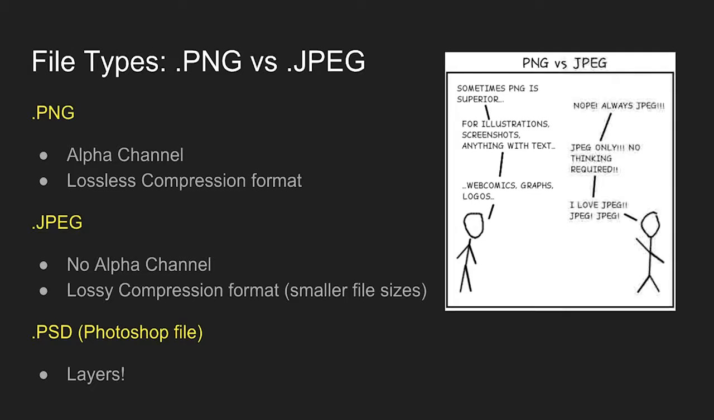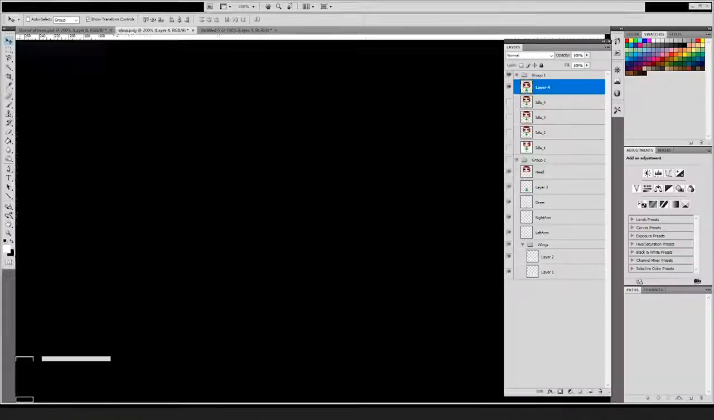PSD, or Photoshop file. I think this is a great file format to save your animations or anything that has layers on them. Make sure that you save a master document as a PSD so you maintain your layers. Let's just jump into Photoshop real quick and I'll show you where those things are.